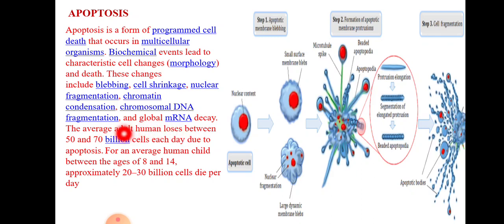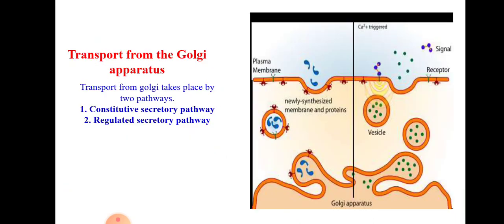The average adult human loses between 50 to 70 billion cells each day due to apoptosis. For an average human child between the ages of 8 to 14, approximately 20 to 30 billion cells die per day, only because of the Golgi apparatus, because then only new cells will be generated, growth will happen, and cell divisions also will be promoted.